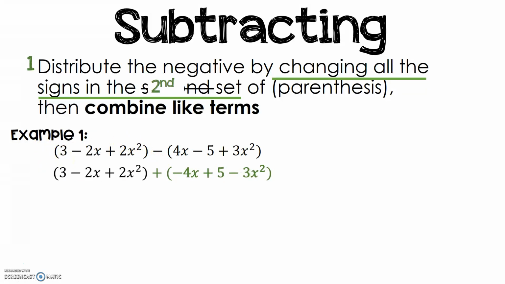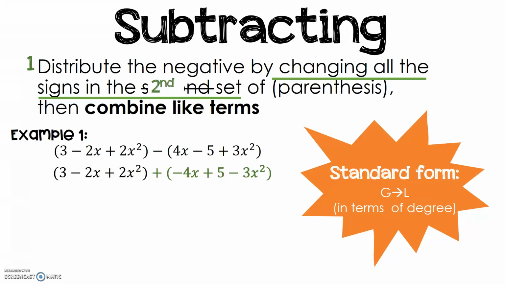But when we do that, you'll notice that this is not in standard form, and it has to be in standard form. If you don't remember, standard form is from greatest to least in terms of your degree. So the highest degree that I see here is a 2, and that's the exponent of 2, not your coefficients. So I'm going to go ahead and move the 2x squared first, then negative 2x, plus 3.